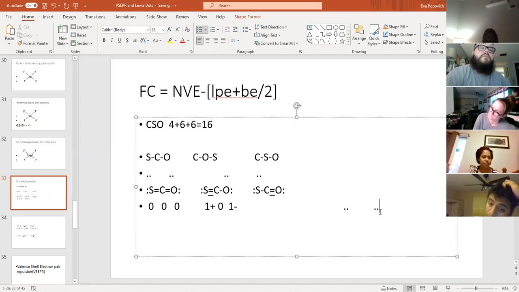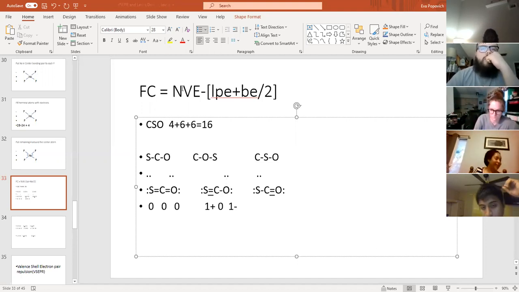I'm losing my electrons out here. But this oxygen, this one: 6 normal valence electrons minus, it has 2, 4, 6 lone pair electrons, plus 2 over 2. That is a minus 1. The carbon: 4 minus no lone pairs plus 8 over 2. The carbon's going to be 0.